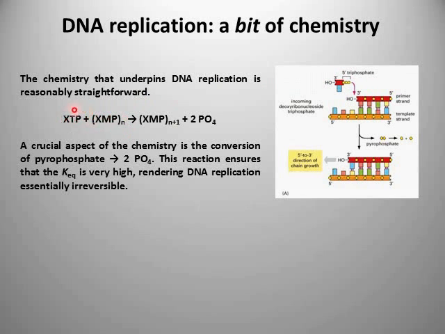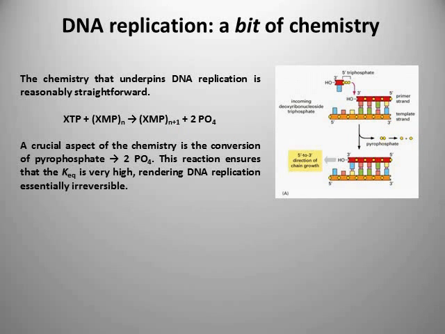So what you do is you add the incoming triphosphate to your existing DNA strand, and what that results in is this strand is extended by 1. So you have XMP N plus 1. And this 2-phosphate here is the byproduct of the reaction. So once pyrophosphate is cleaved, you're left with 2 phosphate groups which can be recycled.